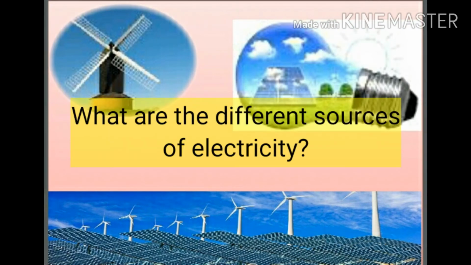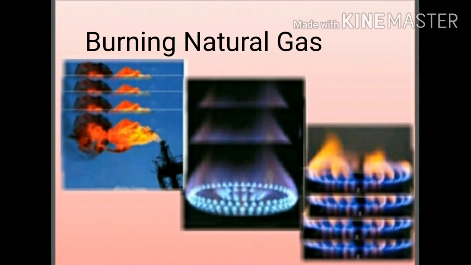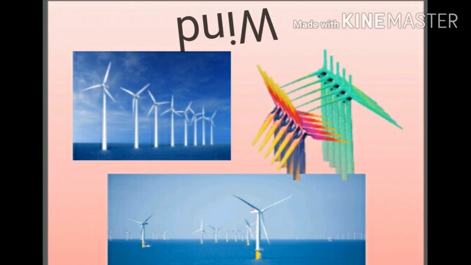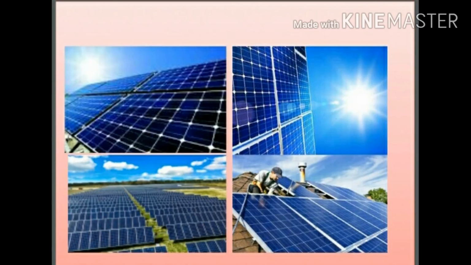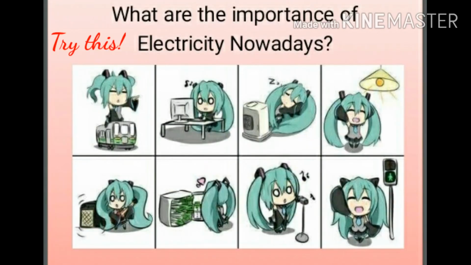What are the different sources of electricity? Sources of electricity are nuclear power, burning natural gas, wind, solar energy, and water. Try this.